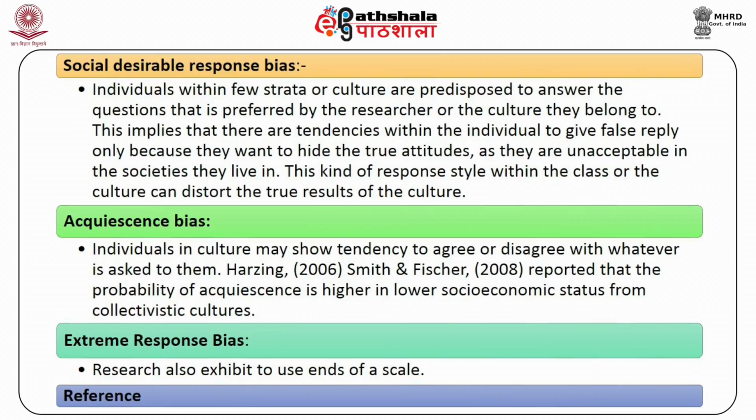2. Acquiescence bias. Individuals in a culture may show a tendency to agree or disagree with whatever is asked of them. Harzing in 2006, Smith and Fisher in 2008 reported that the probability of acquiescence is higher in lower socio-economic status and in collectivist cultures. 3. Extreme response bias. Respondents also exhibit a tendency to use the ends of a scale. 4. Reference.